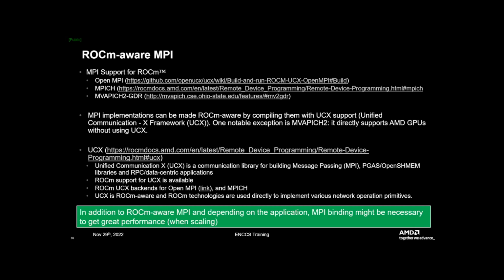So here, for example, we have multiple MPI implementations with support for ROCm. We have OpenMPI, MPICH, and MVAPICH2 as well. And these OpenMPI and MPICH, if you use them by default, you won't get direct GPU to GPU communication. So you build them with UCX, then you will get it.